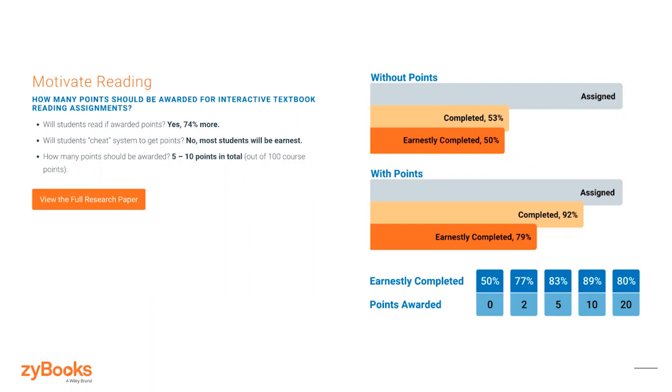So the biggest one is how to motivate students to read. This is the earnestly completed and points awarded chart down here on the right. This is what we found, that if you award some points, students will do the work and they will do it earnestly because they know that if they just spend some time in the product, they're going to get 5 or 10% of their overall course grade. So you can assign these for a grade. We really recommend that you do that so that they actually do it.